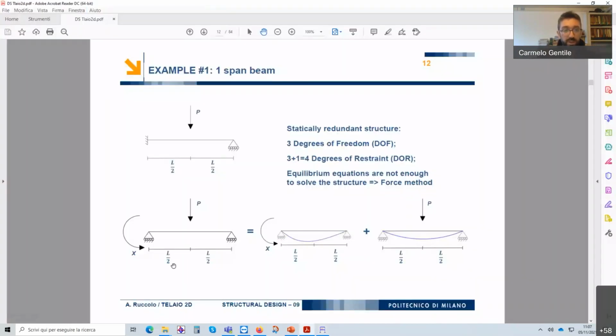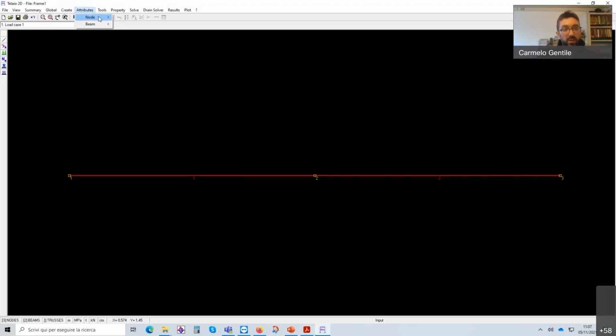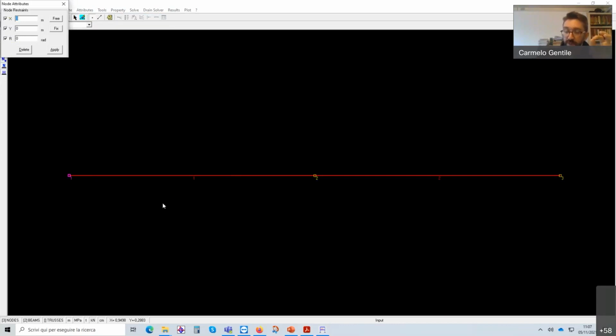So let's go back to the example. We see that we have a full restraint at this end and a vertical support in this second one. So attribute node restraint. We select node 1. We want to impose that this point has to have 0 vertical displacement, 0 horizontal one, and 0 rotation. So here we fix what we are restraining. Yes, we are restraining x, we are restraining y, equal to 0, and we are restraining the rotation r, equal to 0 radians.